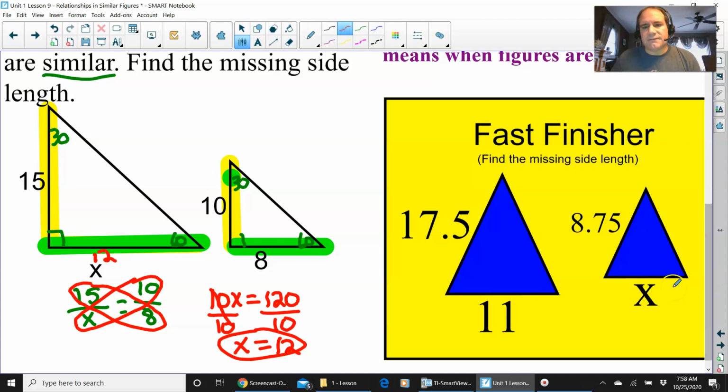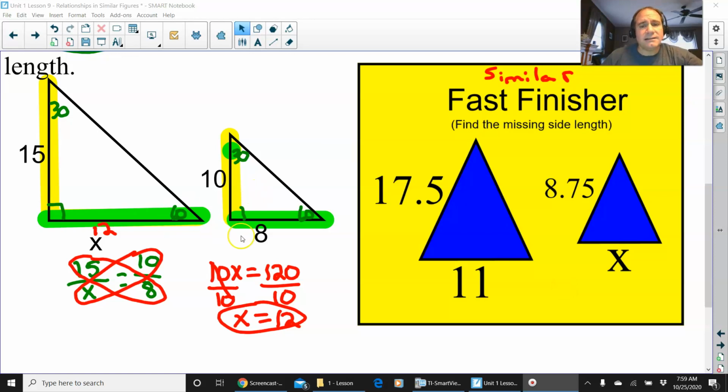Alright, so here is a fast finisher. Fast finisher is right here, 17.5 and 11 for the first triangle, and 8.75 and x. This fast finisher should say that these are similar figures. So go ahead and see if you could do this one. All right, just remember, you're talking about matching up the corresponding sides.